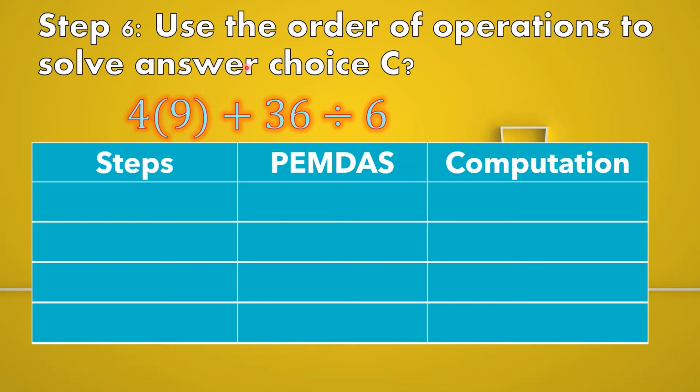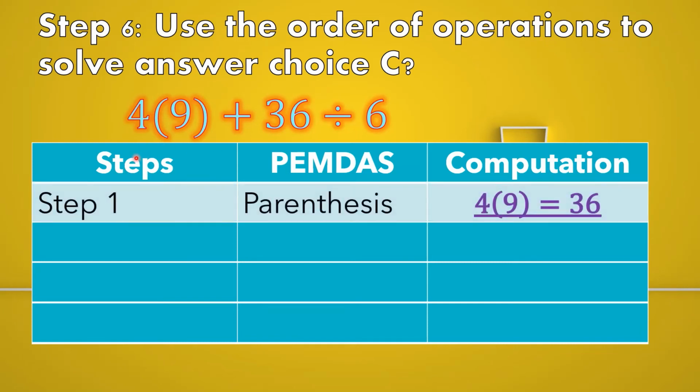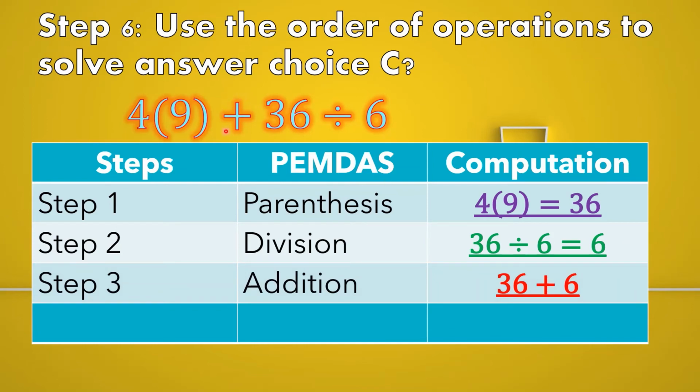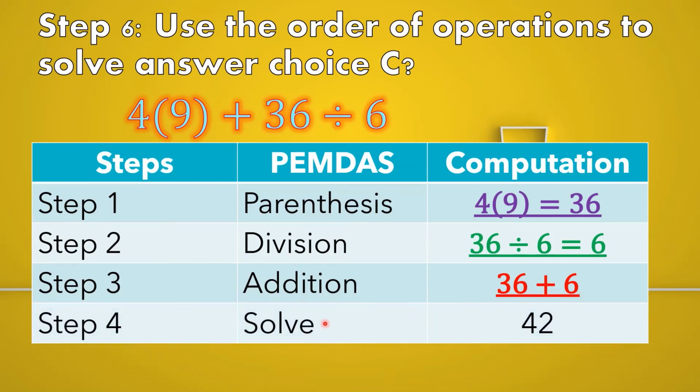Use the order of operations to solve answer choice C. We will start with the parentheses, which is multiplication. 4 times 9 is 36. Then we will go to division. 36 divided by 6 gives you 6. The next operation would be addition. We would have 36 plus 6. And when we solve it, it will give us 42.